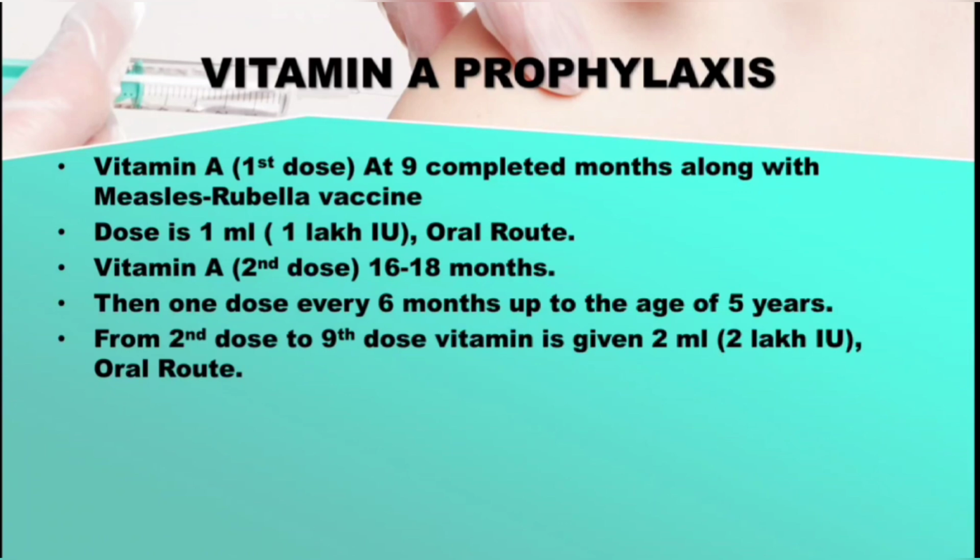Now the dose is 1 ml, that is equal to 1 lakh international units. And vitamin A second dose was given at 16 to 18 months, that is also 1 lakh international units orally. Then one dose every 6 months up to the age of 5 years. From second dose to ninth dose, vitamin A is given 2 ml. See, that is 2 lakh international units, and it is given orally. This is to prevent night blindness and to prevent vitamin A deficiency in children during the growing age. Whenever children are coming for vaccination with their parents to the centers, this was the way we can cover this deficiency.